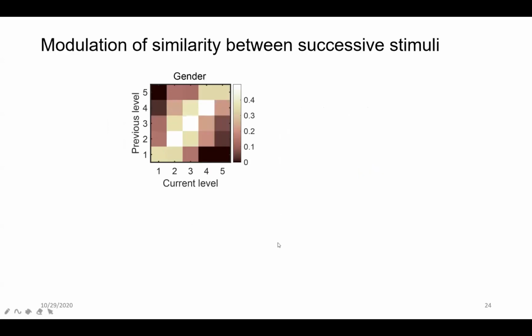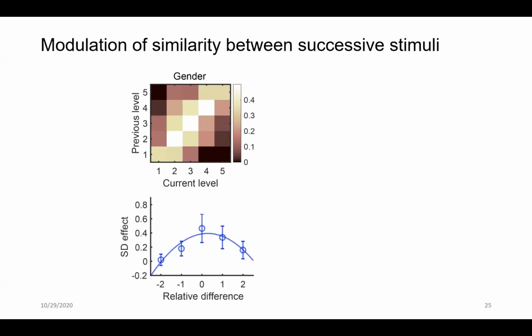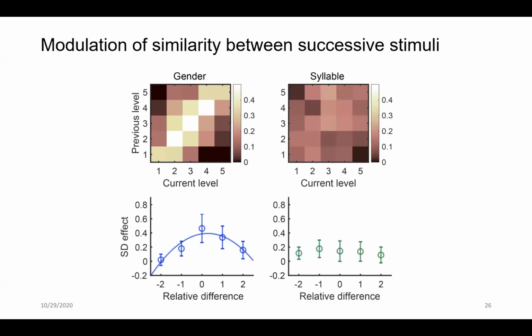Next, we further investigated how this serial dependence effect is modulated by the similarity between successive stimuli, that is the previous trial and the current trial stimuli. For gender, as you can see, when the current level and the previous level are close, the serial dependence effect is stronger. And this is well captured by a quadratic curve. But for syllable, there's no modulation of stimulus distance between successive trials.